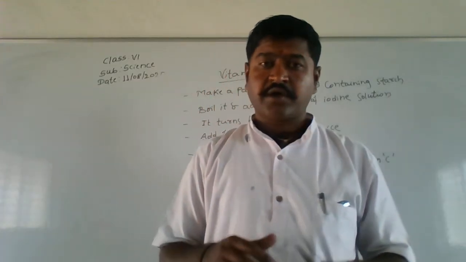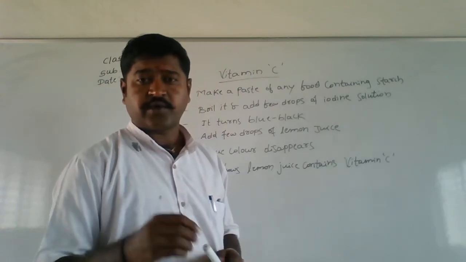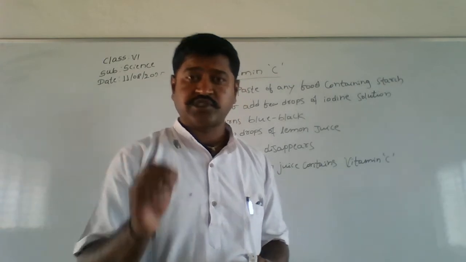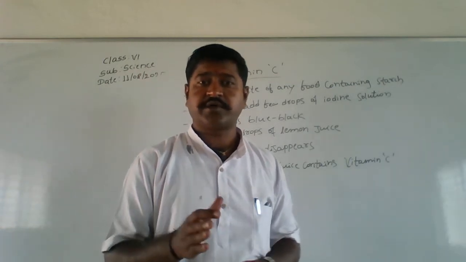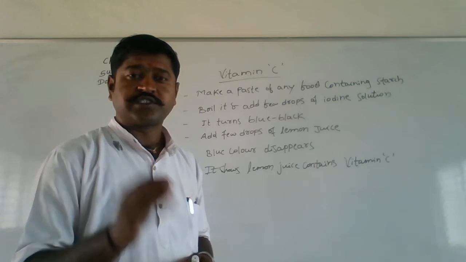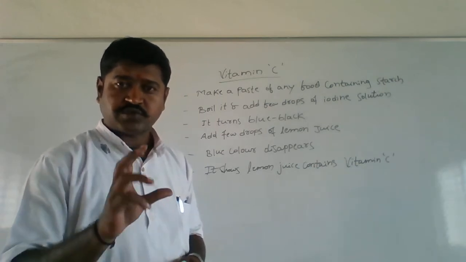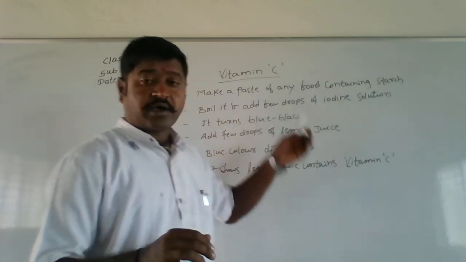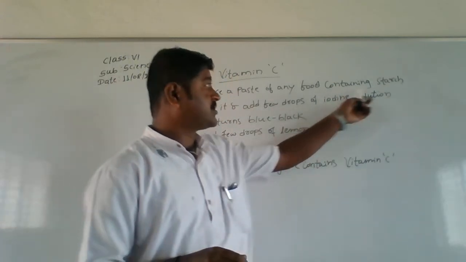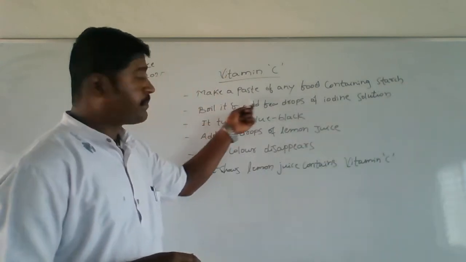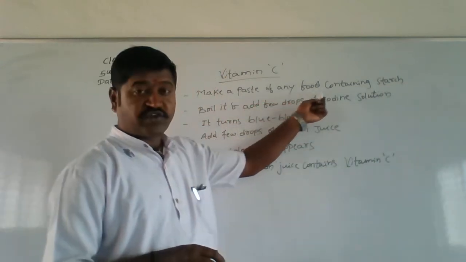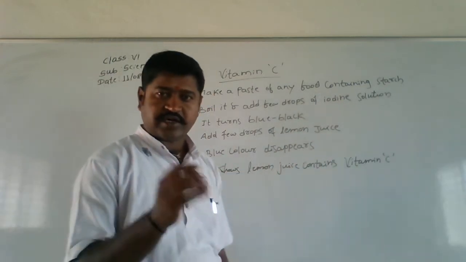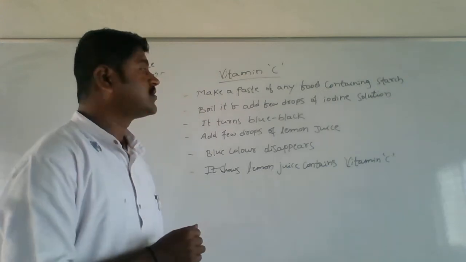Okay, next is how to find whether a given food sample has vitamin C in it. So to test whether vitamin C is present or not, first what do we have to do? We have to take a food sample and make it into a paste, and that food has to contain starch in it. So whichever food has starch in it, we have to make a paste of it.